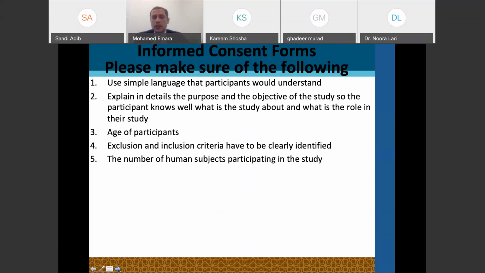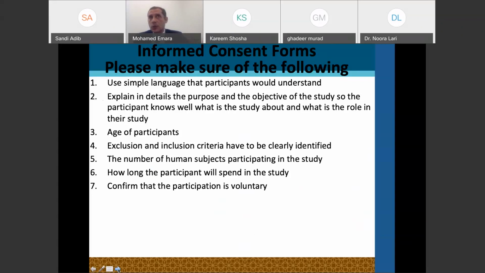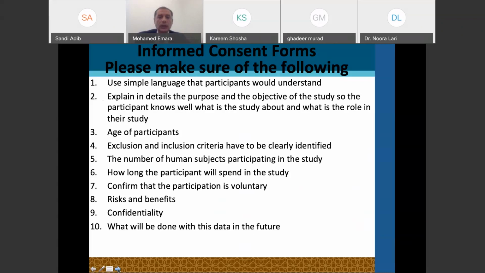The number of human subjects participating in the study, and I mentioned that before, how long the participant will spend in the study, as indicated above. Confirm that the participation is voluntary, it's very important. Risks and benefits, this is very important to indicate as well. Confidentiality, that is important. What will be done with this data in the future? You have to indicate to this human subject exactly what will be done in the future with the data.